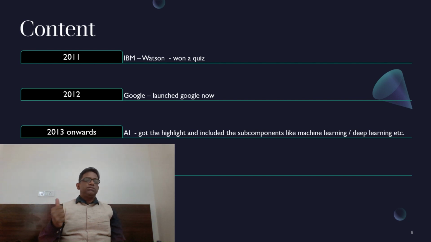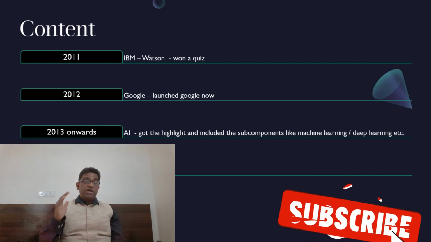And then 2013 onwards, this is the era when AI has got extreme highlight and included the subcomponents like machine learning, deep learning, etc. And now AI, machine learning, deep learning, all these three hand in hand have become part of our daily life. And so many times, it is just a one-stop solution for any common man to find answers to their queries or difficulties. So hats off to AI.